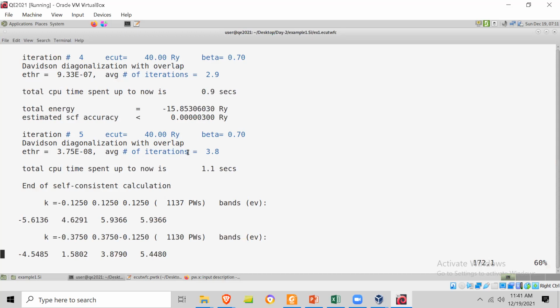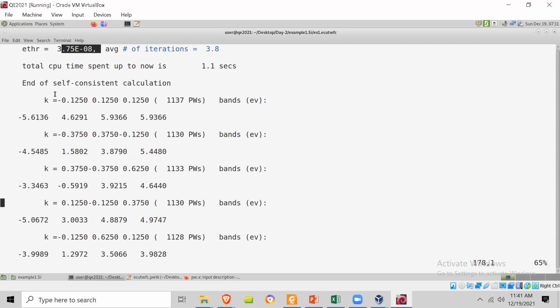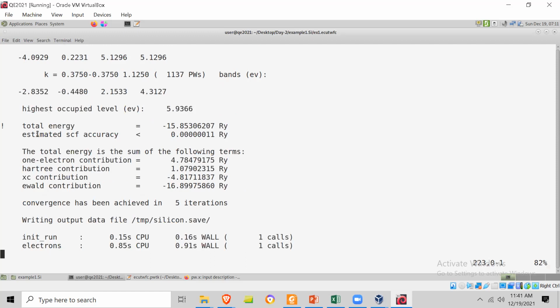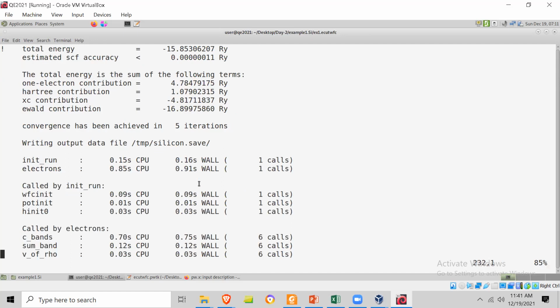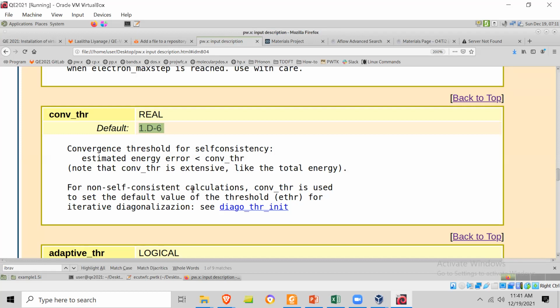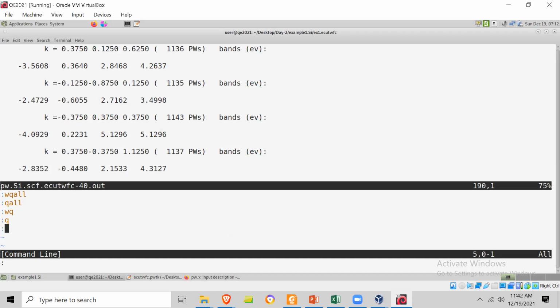In the next iteration, this is exactly 6. This went down from 6 to ETHR of 8. So this is minus 7, this goes to 8, and therefore it stops after that. It says end of self-consistent calculation here, and then it does all the other calculations. It does the total energy, and the SCF accuracy is given. Then it says convergence achieved in 5 iterations of the SCF cycle. So in the electronic calculation, if you want to increase the accuracy, we can. We can give this to be 10 to the minus 8, and it will increase the number of iterations that you use.